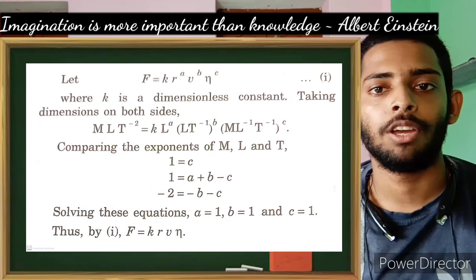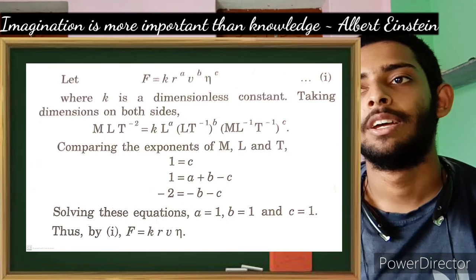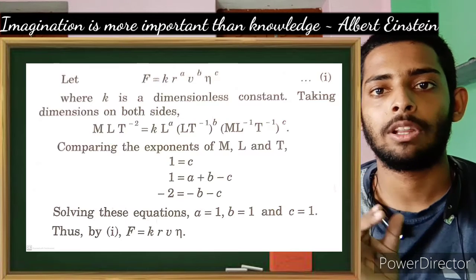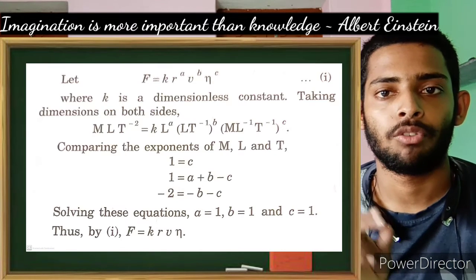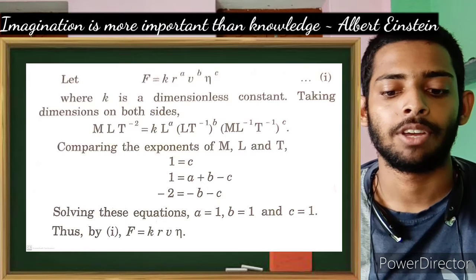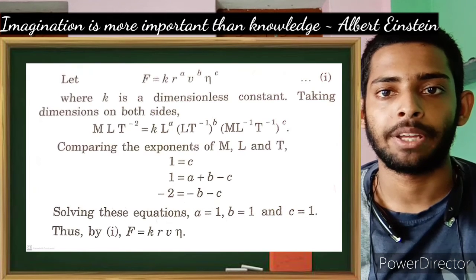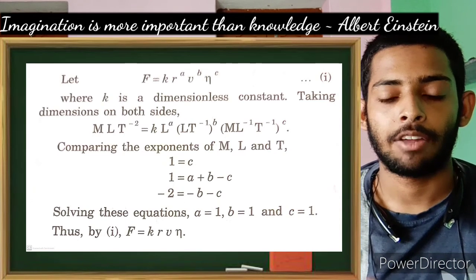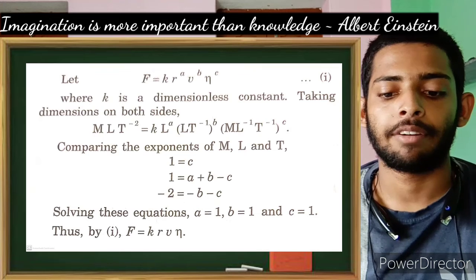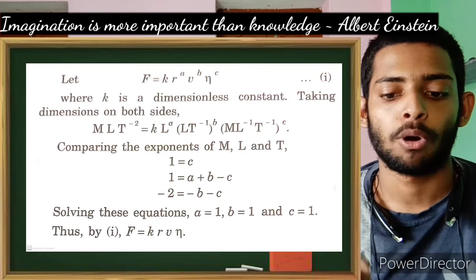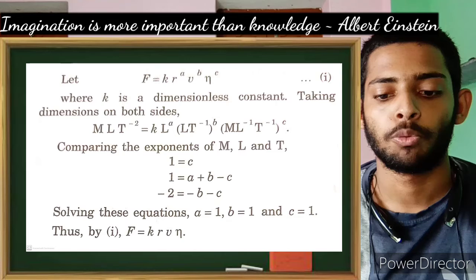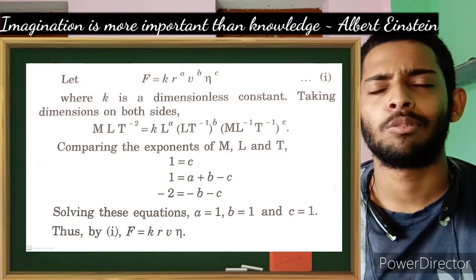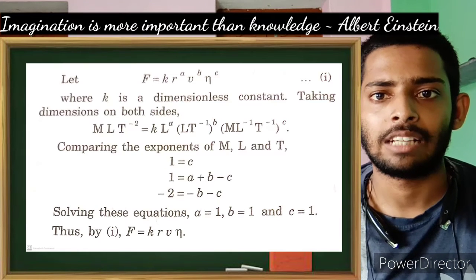As you can see on the screen, if we put in the dimensional formulas of all these: for radius we have simply length, for velocity we can write (L T^-1)^b, and for eta we can write (M L^-1 T^-1)^c. These are all dimensional formulas. You must have studied this at the start of class 11.